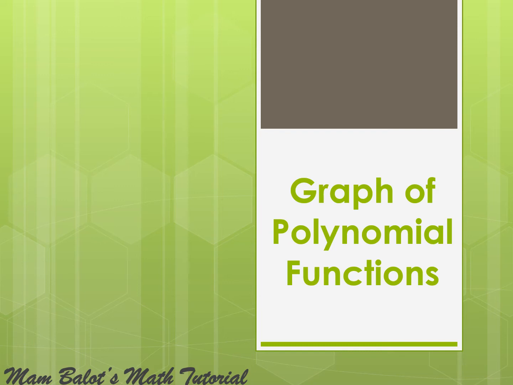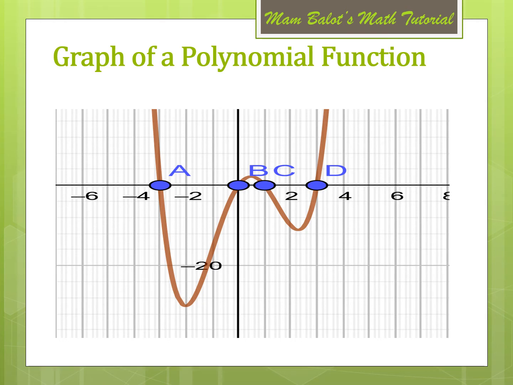Today we will be discussing the graph of polynomial functions. The graph of a polynomial function is like a wave, just like what we have here in our picture, which is colored in orange. And it passes through the x and y intercepts of our plane, which are colored here in blue, which are the points A, B, C, and D. But how do we start to graph a polynomial function?